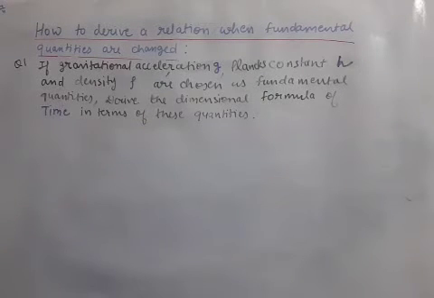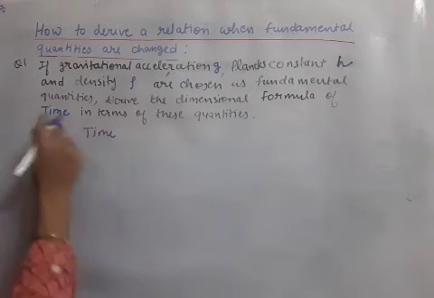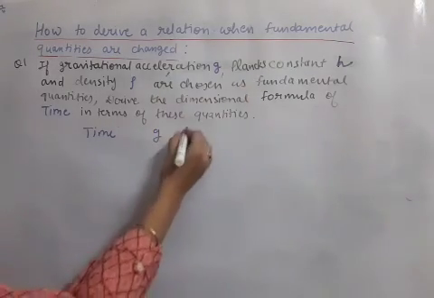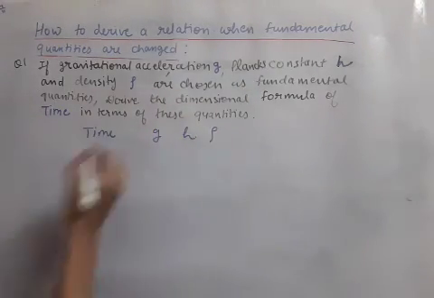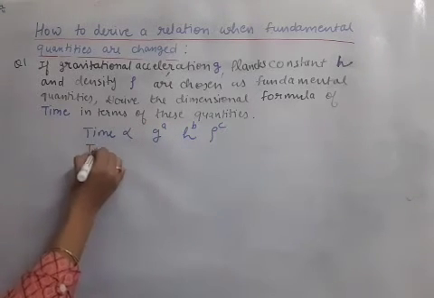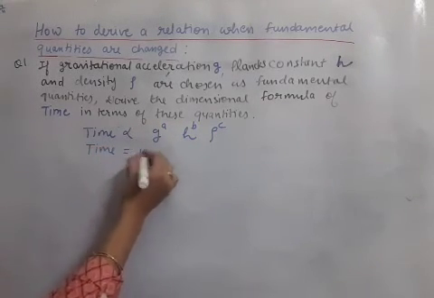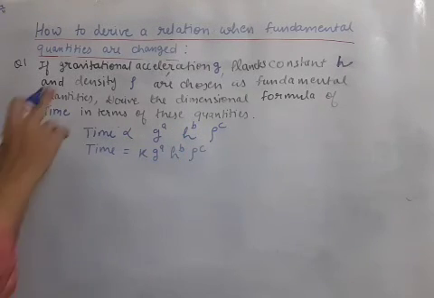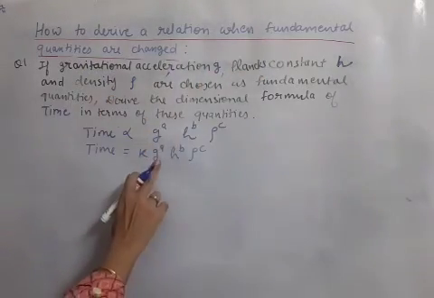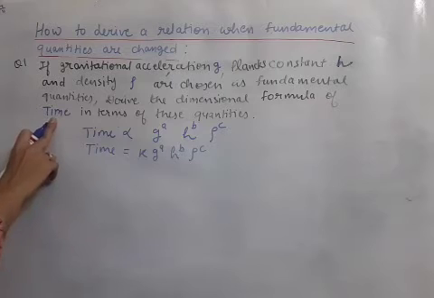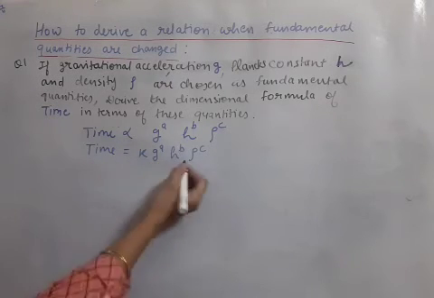Let us practice one more such question. Here time formula we have to derive in terms of gravitational acceleration, Planck's constant and density rho. We will take A, B, C powers, k after removing proportional sign, this way. So now the fundamental quantities are 1, 2, 3 quantities, and we have to derive the dimensional formula of time. Okay. So next step is the same.